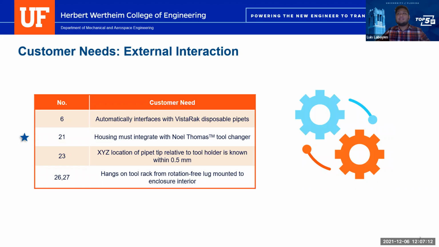The next category of needs is external interaction, which has to do with how our micropipette device interfaces with the other components of the bioreactor enclosure. It was especially important to ensure that the pipette housing would integrate with the no-plumb tool changer.